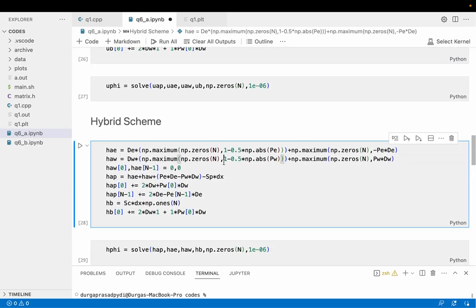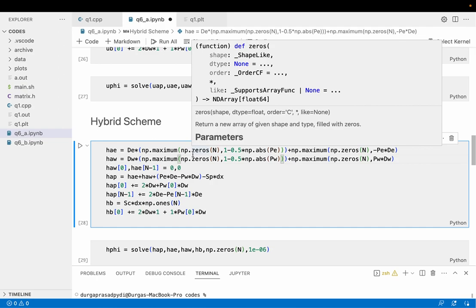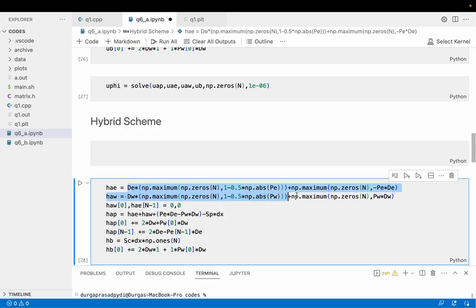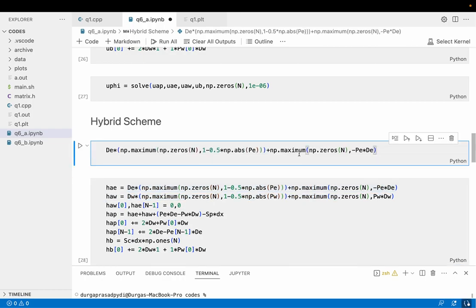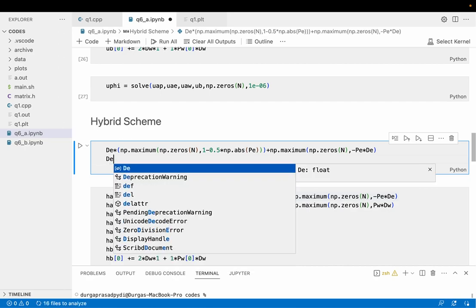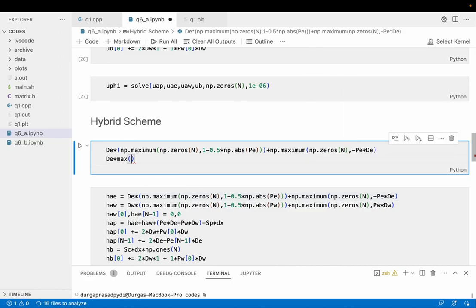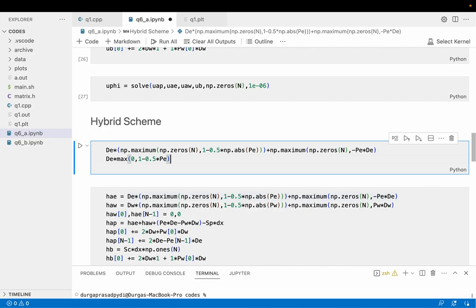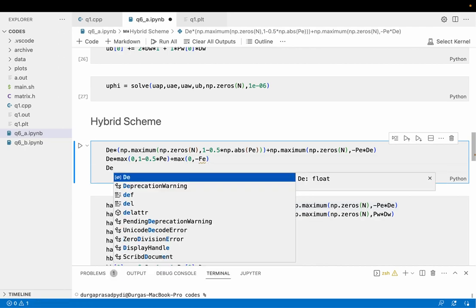And then there is a hybrid scheme. Like we have discussed, you will switch between CDS and UDS depending on your value of PE. This we discussed even in the last class. So we take this expression and see how it works. For our case, PE is positive. So this becomes DE times maximum of 0 comma 1 minus 0.5 times absolute of PE, and then the second term will be maximum of 0 comma minus FE. Since FE is positive, the second one will essentially be 0.